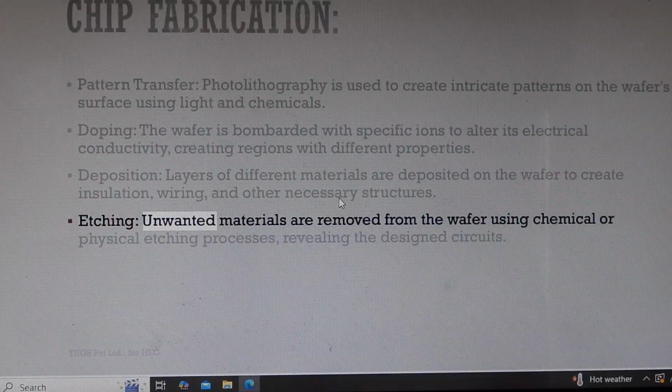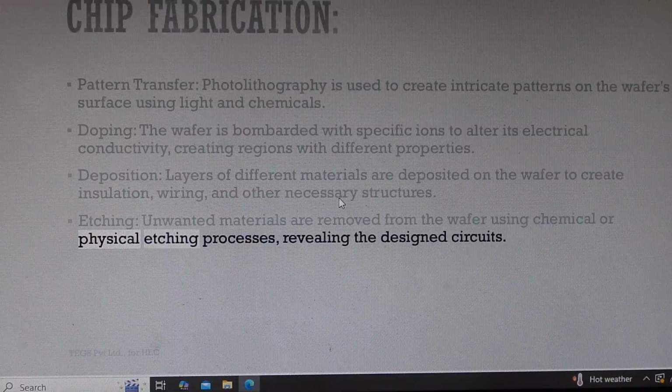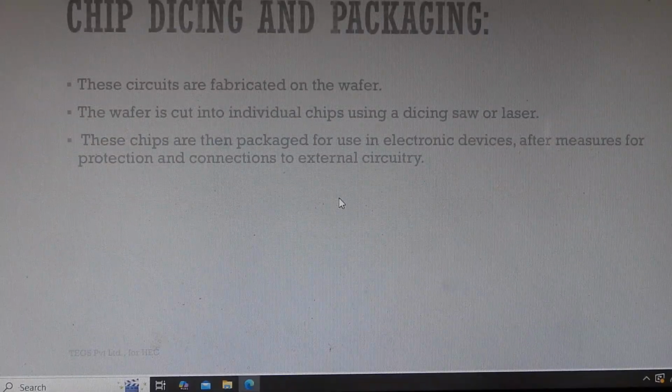Etching. Unwanted materials are removed from the wafer using chemical or physical etching processes, revealing the design circuits. Chip dicing and packaging.